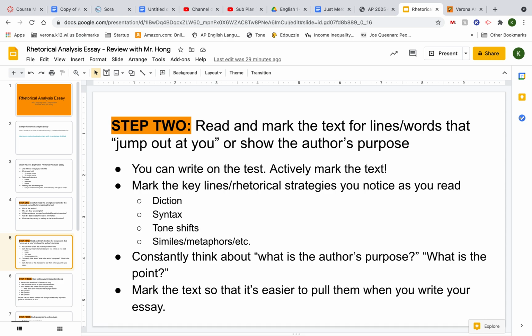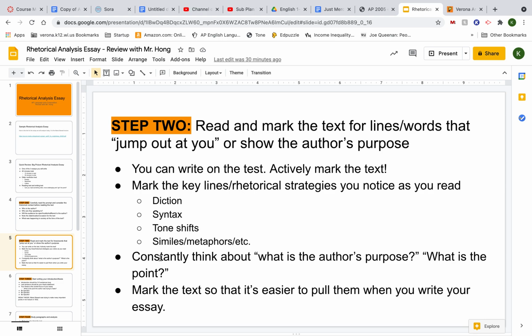I know that because of virtual learning, we did everything electronic, but please write on the test. Actively mark it up. What I want you to mark are key lines or rhetorical strategies that you notice as you read. Things that we have noticed and done all year, like diction, syntax, tone shifts, similes, metaphors, rhetorical questions, anything that kind of leaps off the page for you.